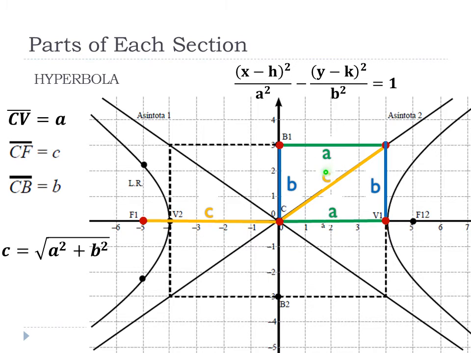This is logical because the hypotenuse is the largest term of this triangle. So therefore, the distance from the center to the focal point will be bigger than that of the distance from the center to the vertex. Okay, that's quite logical if you think about it for a minute.